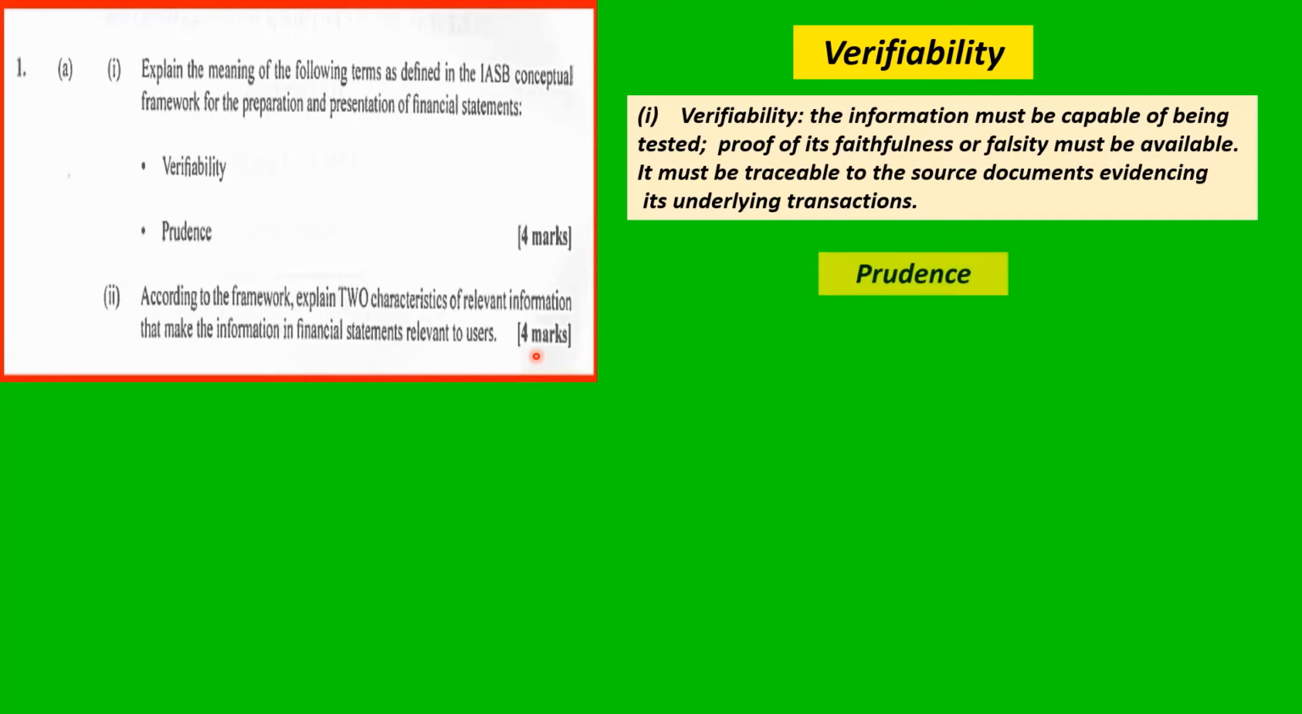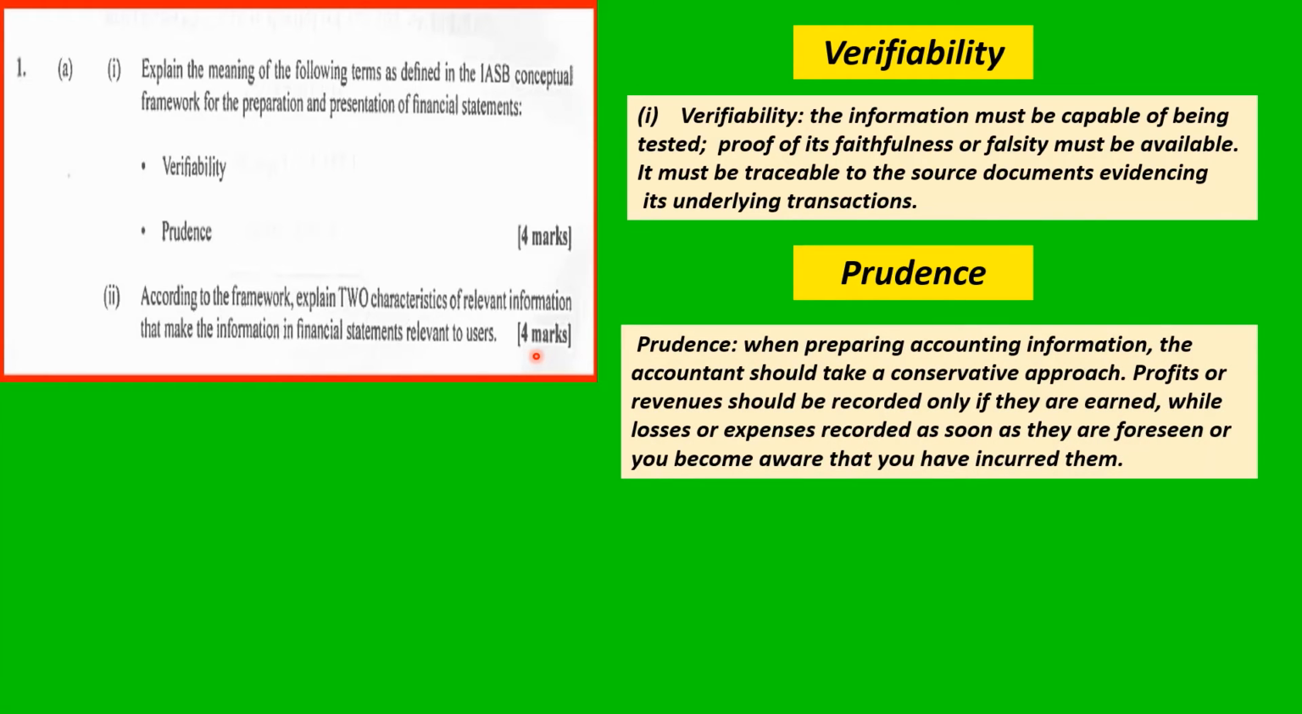So we have prudence. Prudence means when preparing accounting information, the accountant should take a conservative approach. Profits or revenues should be recorded only if they are earned, while losses or expenses should be recorded as soon as they are foreseen or you become aware that you have incurred them.